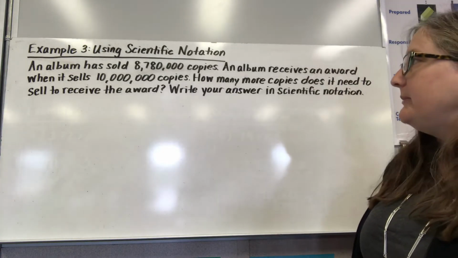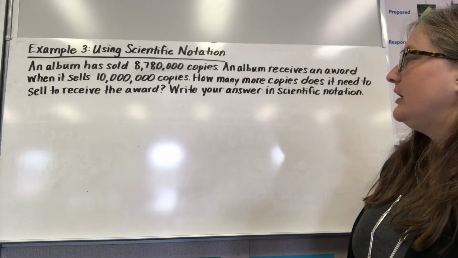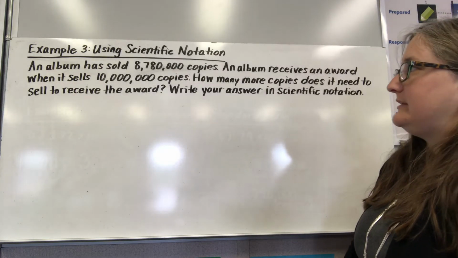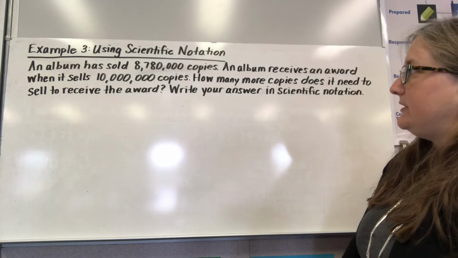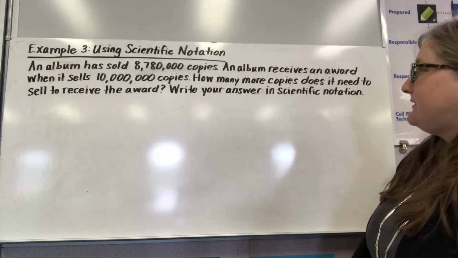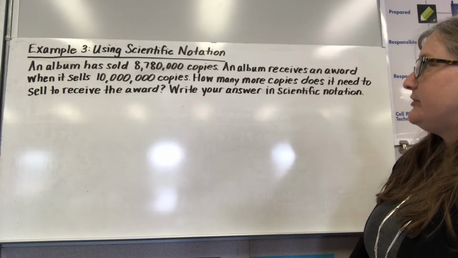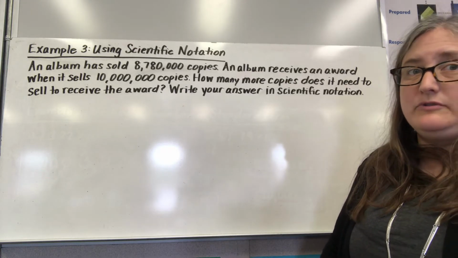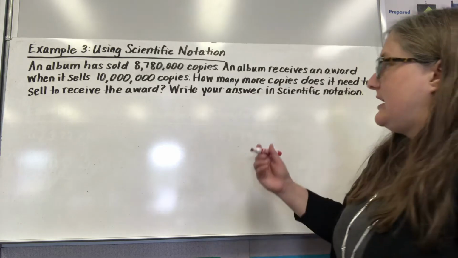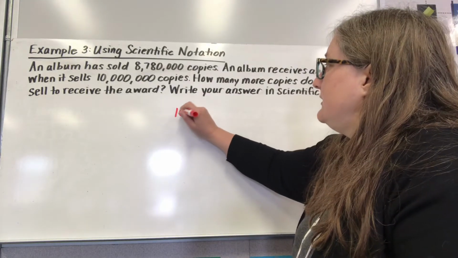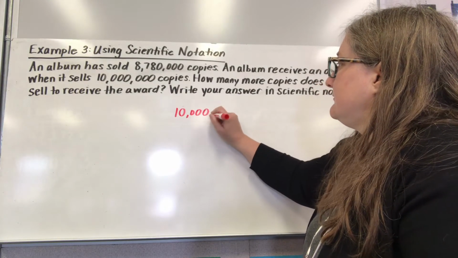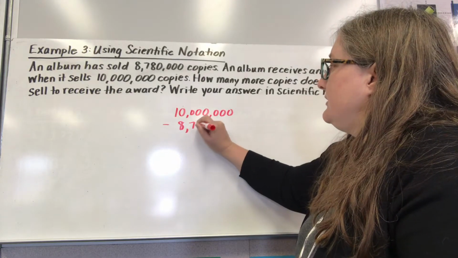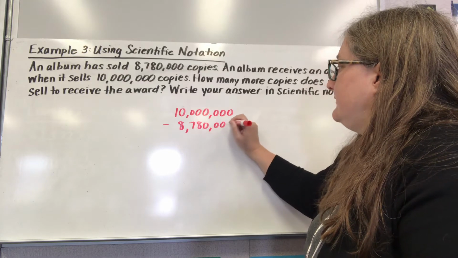All right, an album has sold 8,780,000 copies. An album receives an award when it sells 10 million copies. How many more copies does it need to sell to receive the award? Write your answer in scientific notation. Well, the first thing I'm going to do is I'm actually just going to solve this and find the answer. So 10 million minus 8,780,000.